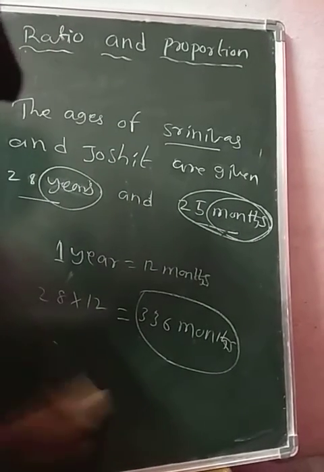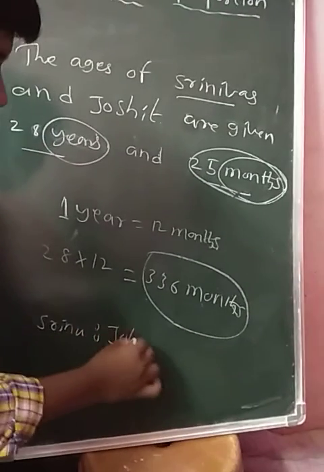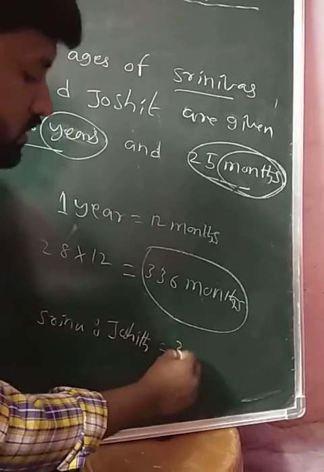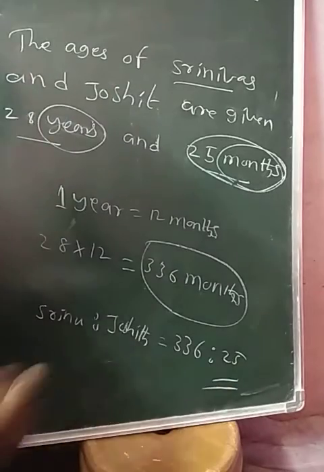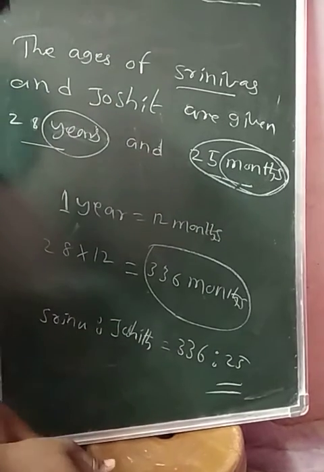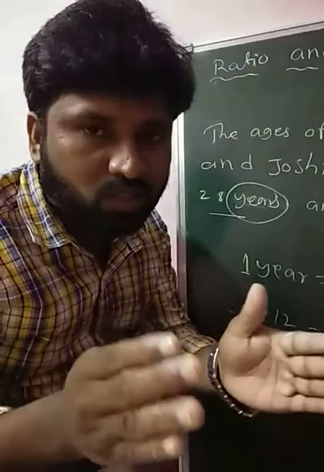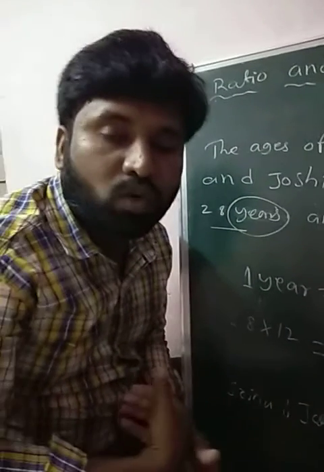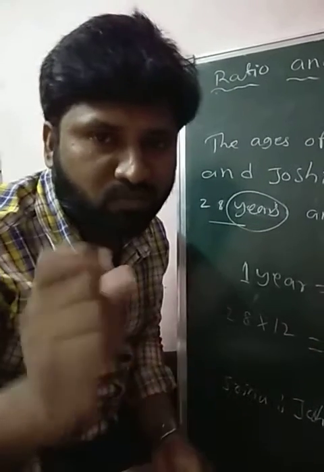How can we compare the ratio? Like this: Srinivas to Joshit is 336 is to 25. So we can write like this. I have taken two examples; try to understand the situations. The ratio of two quantities of the same kind in the same units is the fraction.